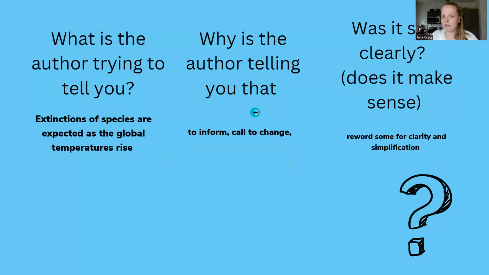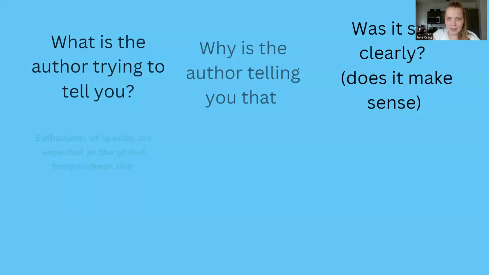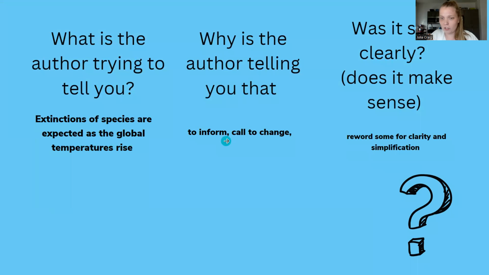And then why is the author telling us that? Well, if we look back at our little text here, I think mainly the author's purpose is trying to inform us, but then it's this word right here that interests me. If we do not act now, we need to act now to limit climate change. It's a call to action. And the author is trying to inform us and call to change. The author wants us to change our ways to limit climate change.